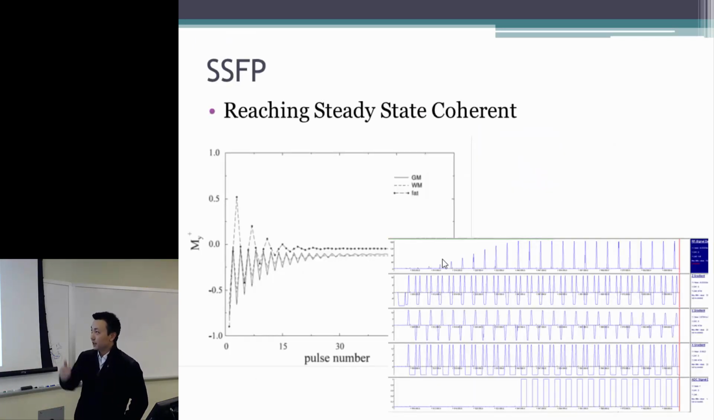Okay, so it's the same here. For the SSFP, we need a number of RF pulses before we can reach the steady state. So practically, people are also using variable flip angles to accelerate this process. So this is the actual SSFP signal that I've been running the simulation with.